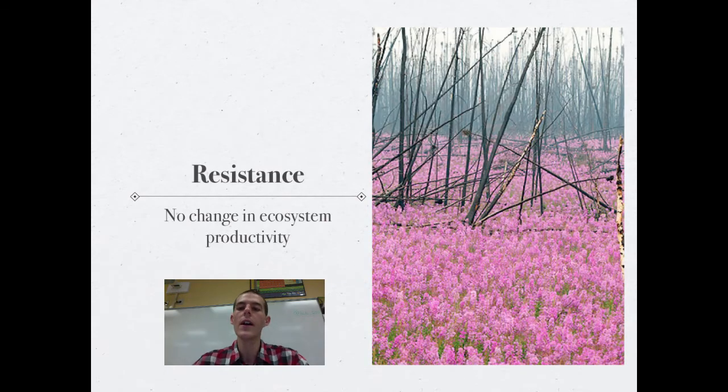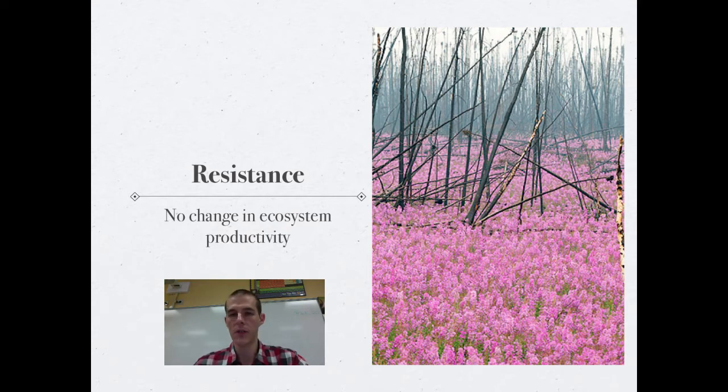Also, when we talk about ecosystems, we have to talk about the difference between resistance and resilience. Now, when a disturbance comes along, if an ecosystem is resistant, there will be no change in the ecosystem productivity. Remember, we talked about ecosystem productivity as being the amount of carbon dioxide that is taken in and carbohydrates that are made by the plants in the area.